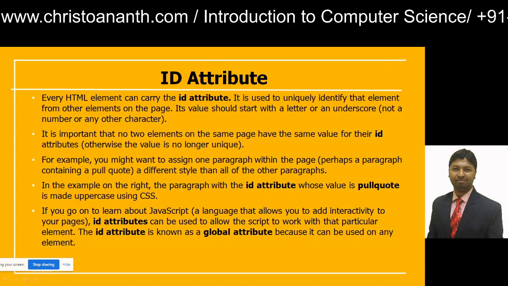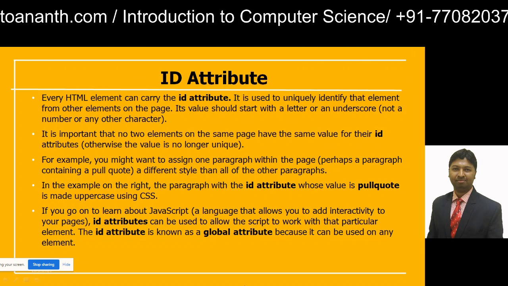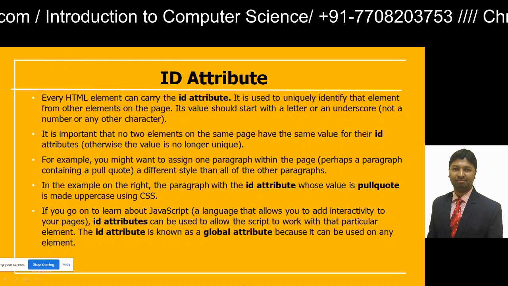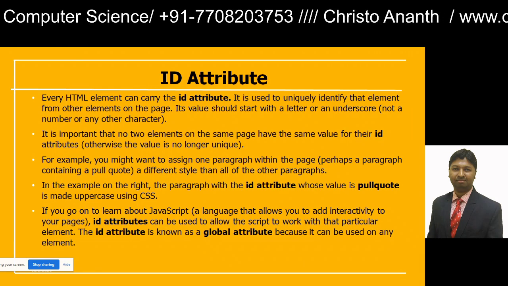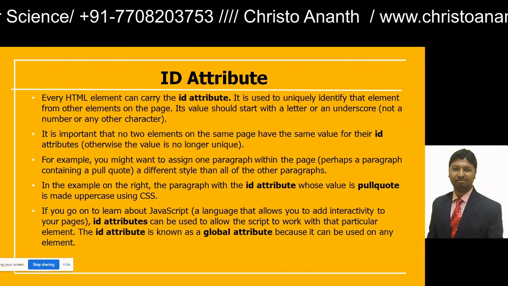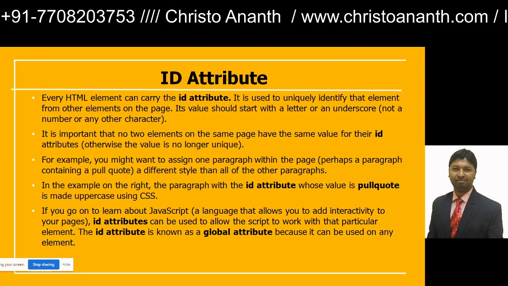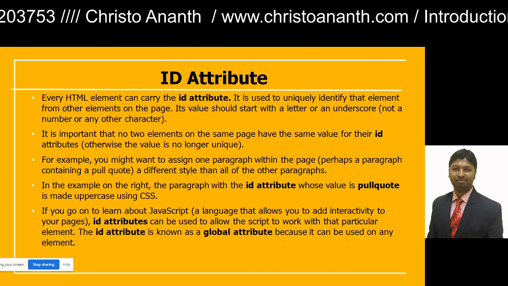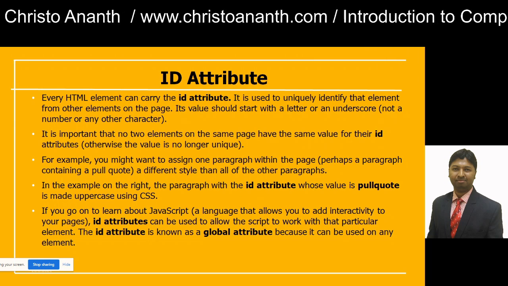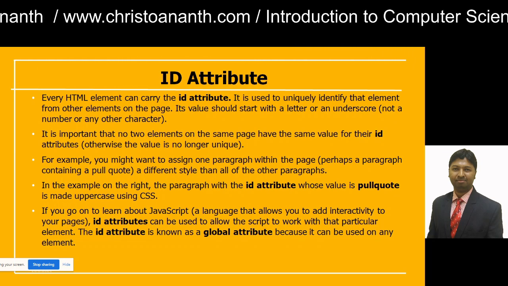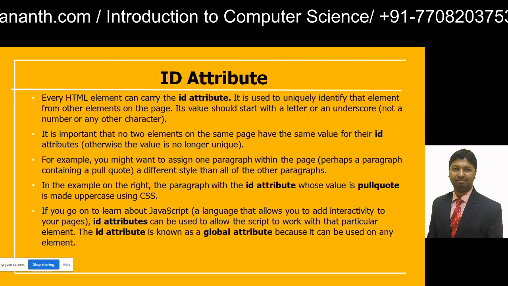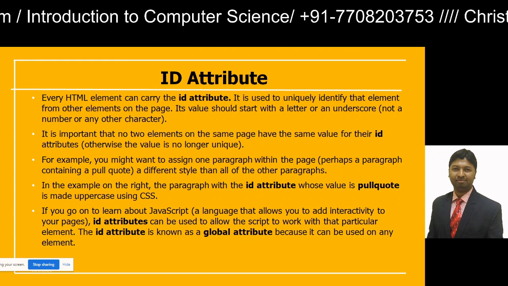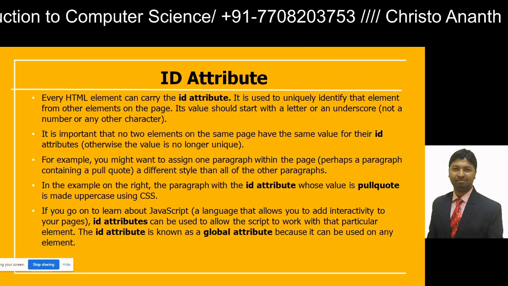So as I told you, we have the ID attribute. Every HTML element will be having an ID attribute, so it very uniquely identifies that element from other elements of the page. So every element will be having a separate ID. That's what you call the ID attribute. Its value should start with a letter or maybe an underscore, but definitely not a number or any other character. It should start with a letter or it should start with an underscore. Okay, not with a number.